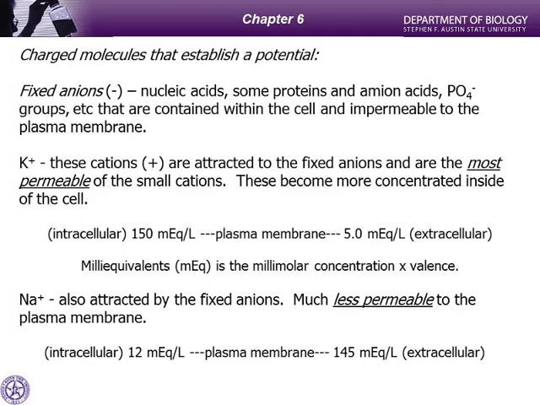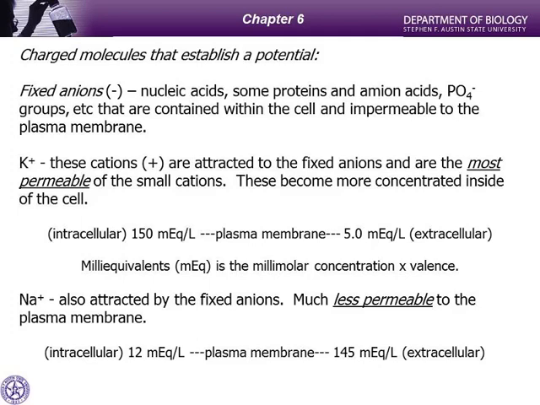Now, once again, as I mentioned before, potassium. Of the two, potassium and sodium, potassium's the most permeable. So it's going to be the one that's most influential in our membrane potential, that charge difference, that voltage across the membrane. Potassium's the one that's going to play the biggest role in determining that, simply because it's kind of leaky.